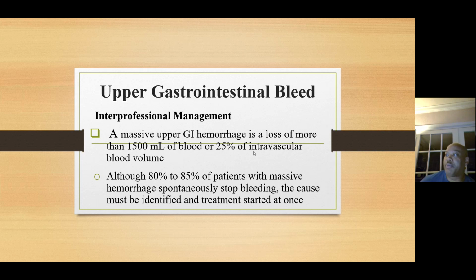With the interprofessional management, sometimes these patients have a massive upper GI hemorrhage. It's essentially loss of greater than 1,500 mLs of blood, or 25% of the intravascular blood volume, and that's pretty significant. Although 80 to 85% of patients with massive hemorrhage spontaneously stop bleeding, the cause will have to be identified and treated at once, as soon as possible, because it can occur again, and so we need to make sure it doesn't.